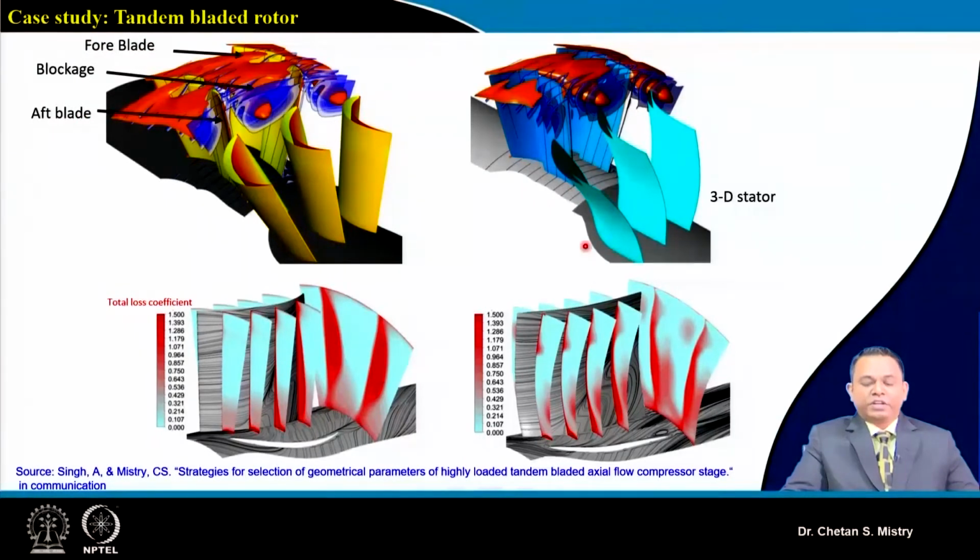Now this represents how my total loss coefficient gets modified for both the stator configurations. So this is the final design of the stator for the tandem bladed rotor. So we must realize it is easy to say that using a tandem bladed rotor we can get high total pressure rise, but at the same time the design of the downstream stator will be very challenging. Design of the rotor itself is challenging, and at the same time design of the stator is equally challenging.